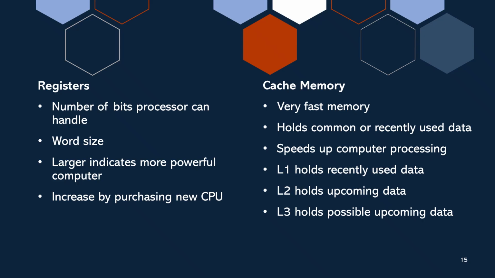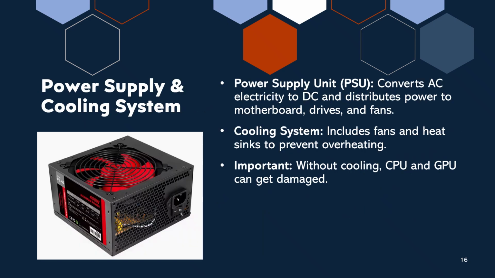Cache memory. Cache or cache, you can pronounce it either way you like. Very fast memory holds common or recently used data and speeds up computer processing. We have three subcategories of cache memory: level 1 cache, level 2 cache, level 3 cache. Level 1 holds recently used data, level 2 holds upcoming data, and level 3 holds possible upcoming data. I mentioned this earlier in the video, but this is just a recap.